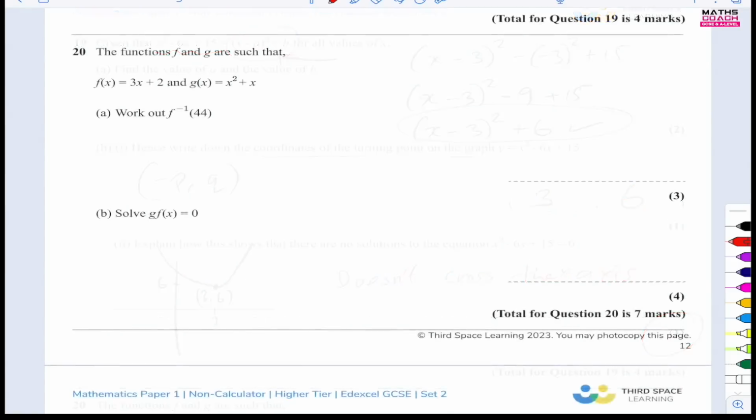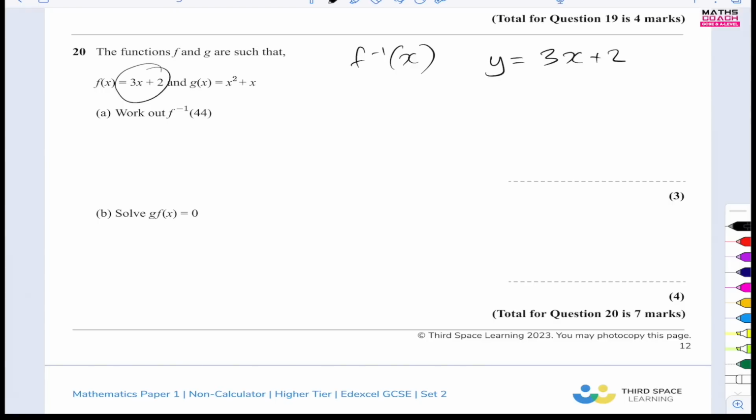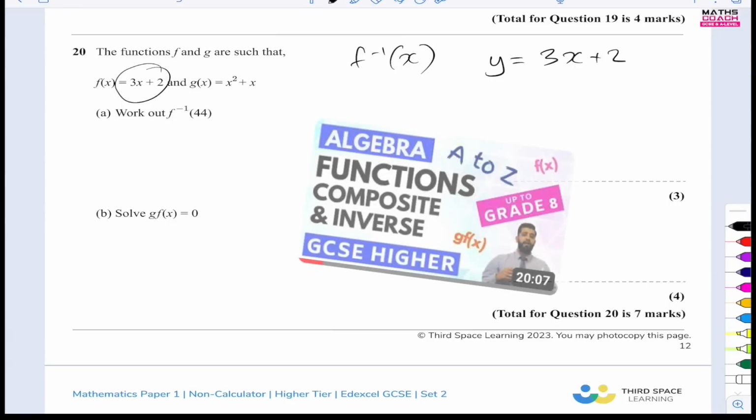Okay. Question number 20. The functions f and g are such that f of x is equal to this and g of x is equal to that. Work out the inverse of f where you put 44 in for x. Okay, so the first thing we want to do is work out the inverse. What is the inverse of f of x? We take this, we write it with a y instead of an f of x. So y is equal to 3x plus 2. And then we make x the subject. All right. I've got a video on functions. Go check it out if you need help.